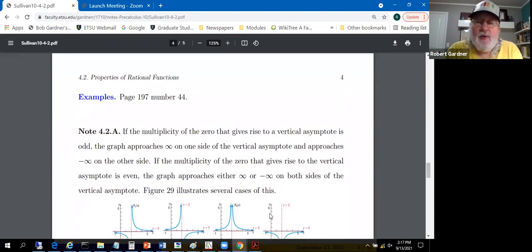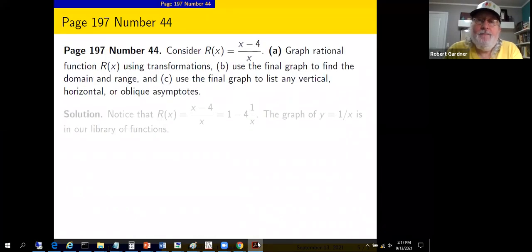Let's look at number 44. Okay, rational function, x minus 4 divided by x. We'll graph it using transformations. Use the final graph to find the domain and range and any asymptotes. Okay, so this is rather similar to the other one. Let me say this. Where do you think those asymptotes are going to be? Where do things go wrong?